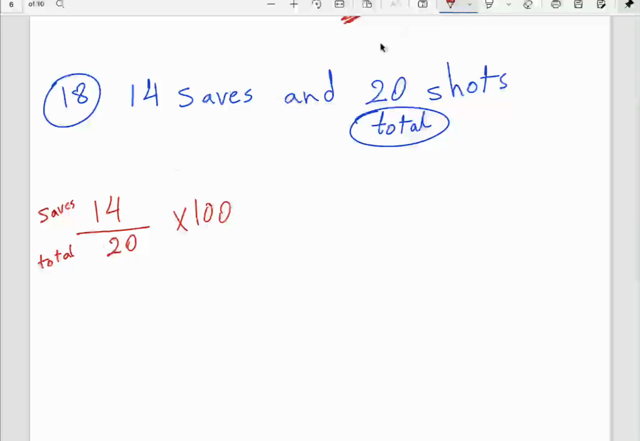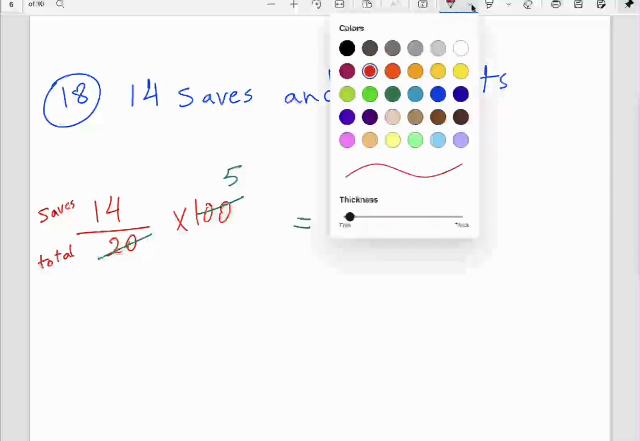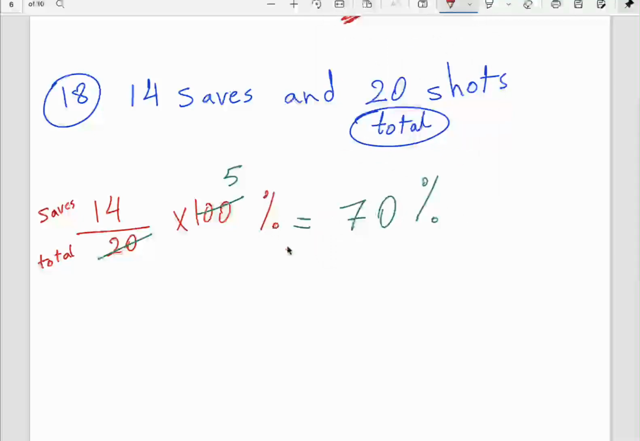Let's simplify this. 20 and 100, divide by 20, 1 and 5. And now 14 times 5? 14 times 5 equals 70. Yes, and we should write the percent symbol. 70%. I forgot to write it here, so I should write it here also. Okay, thank you, Ahmed. Great work.